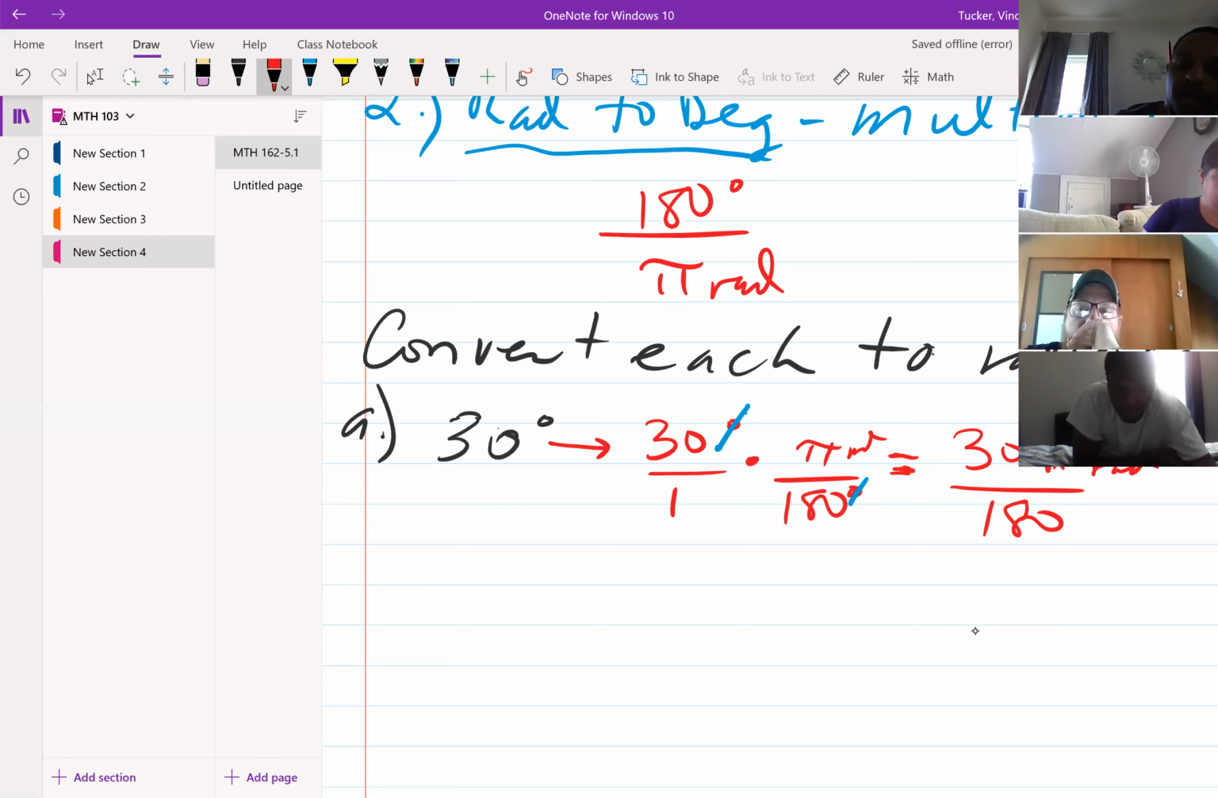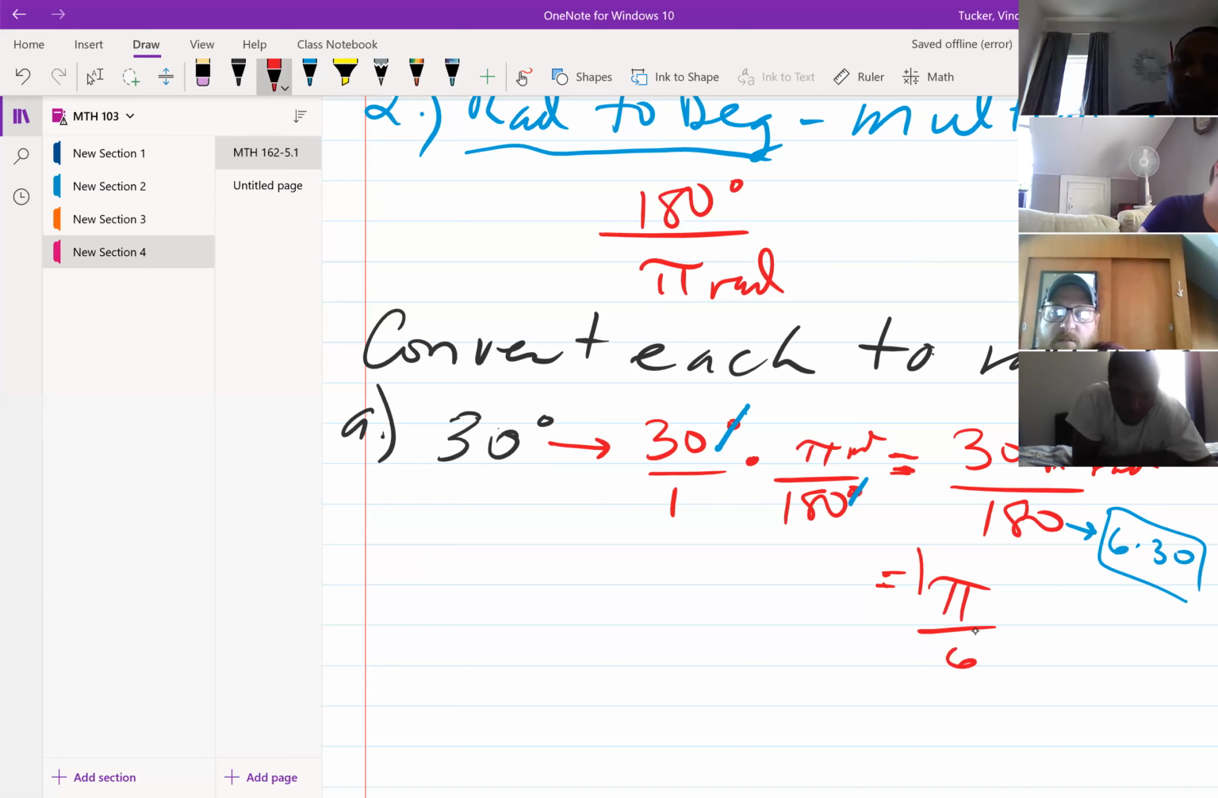So we got 30 pi radians over 180. So that 30 can cancel out with the 30 that's in the 180, because that is 6 times 30. That'll leave me with pi over 6.